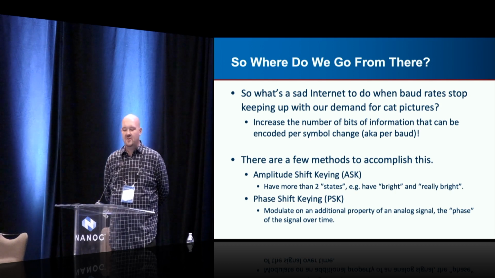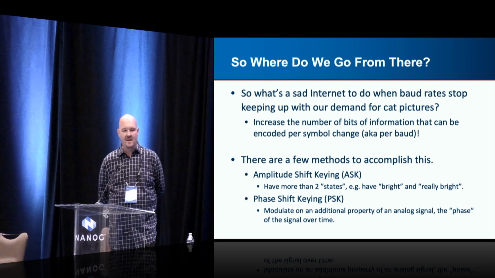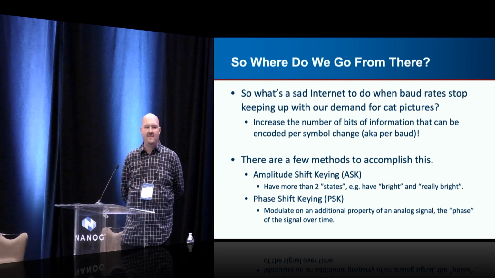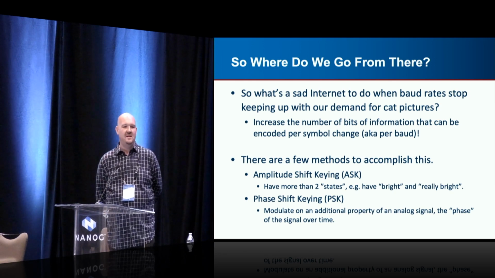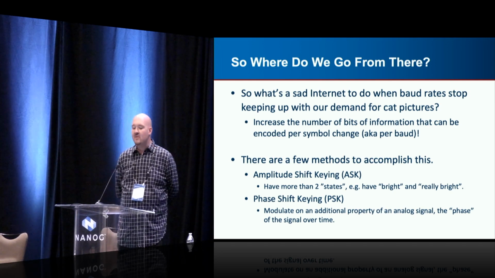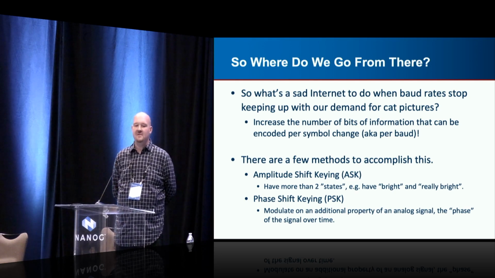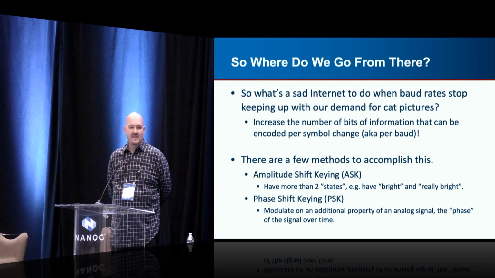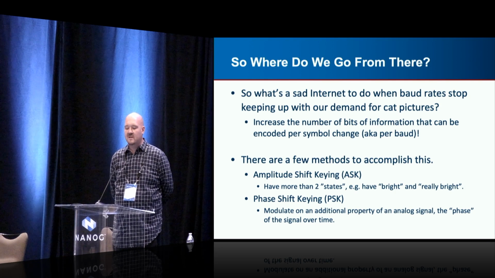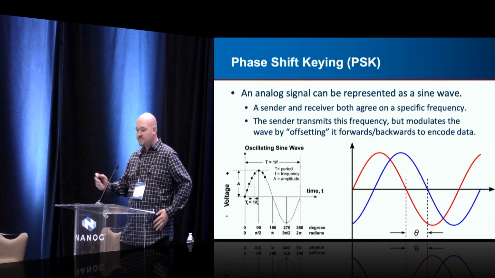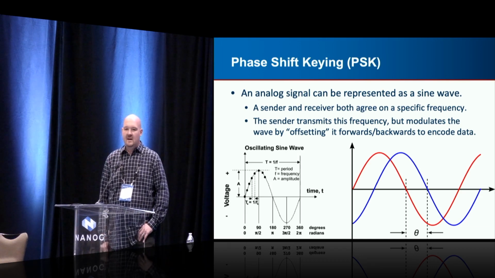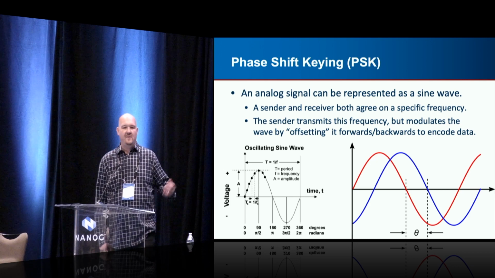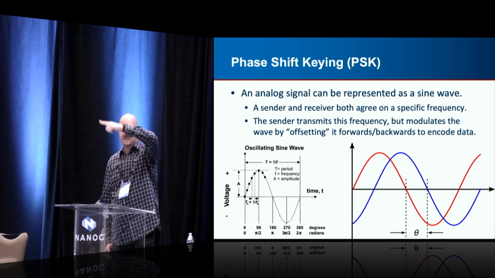One is you can add more states to the amplitude modulation. So instead of having a bright and a dim, you could have a bright and a really bright. So instead of 2 states, you might have 4 states. The other way is something called phase shift keying. So that's a way to modulate data based on another property of an analog wave called the phase. So in phase shift keying, what happens is you think of a sine wave, right? Here's a wave. It's doing this.